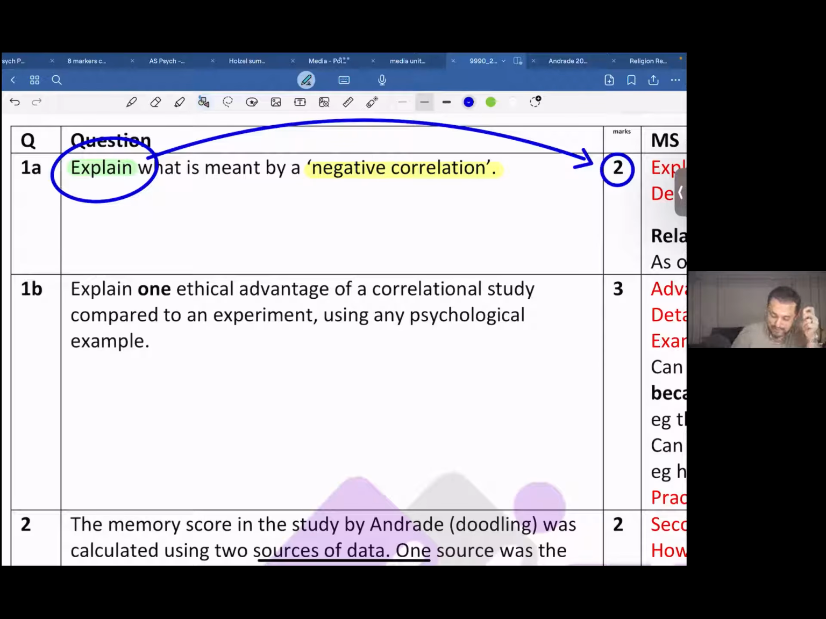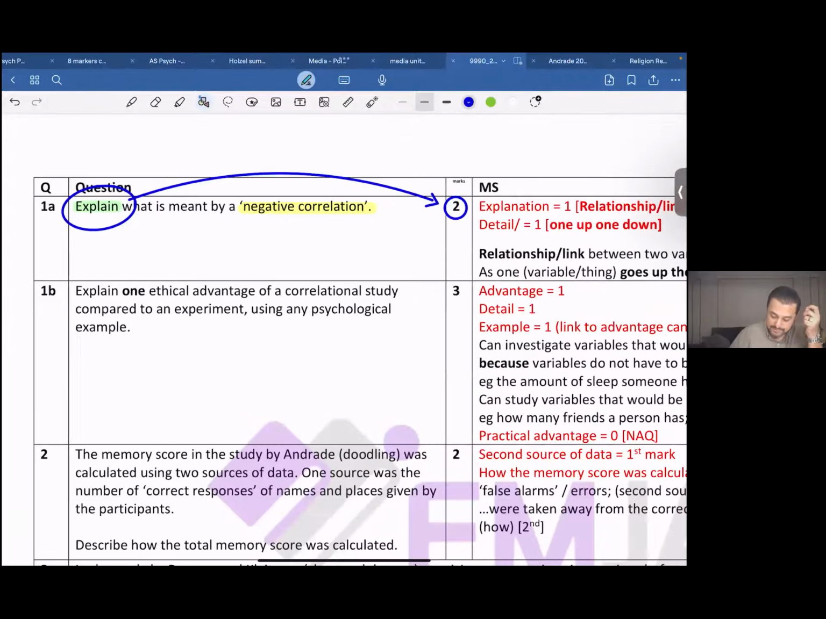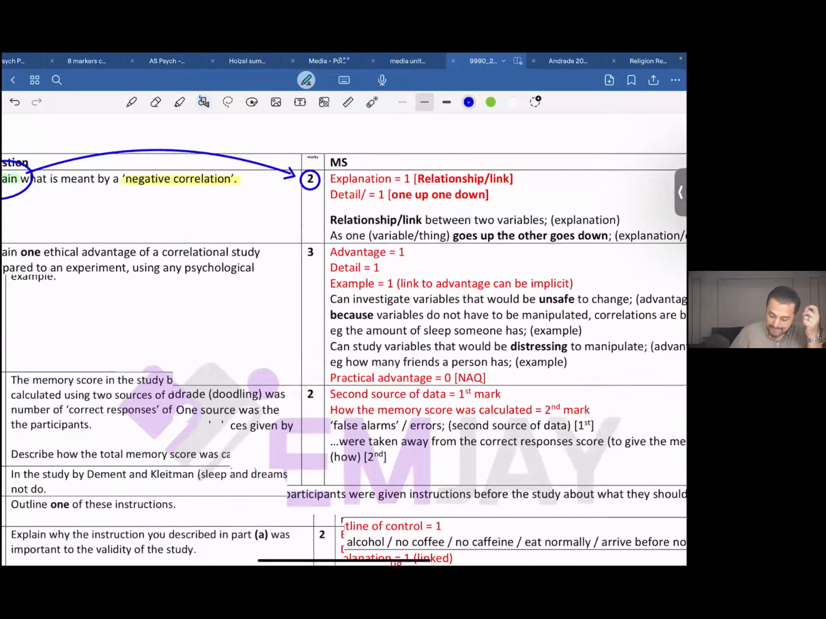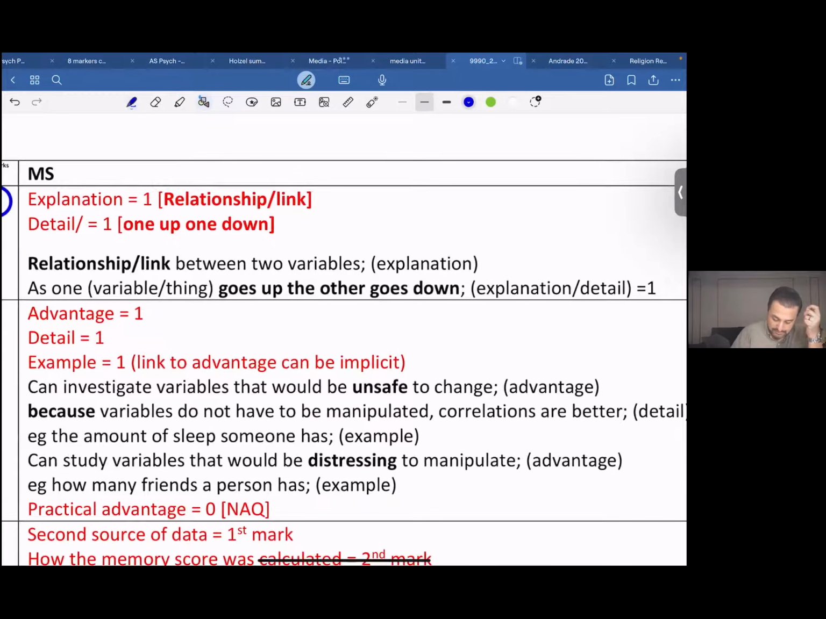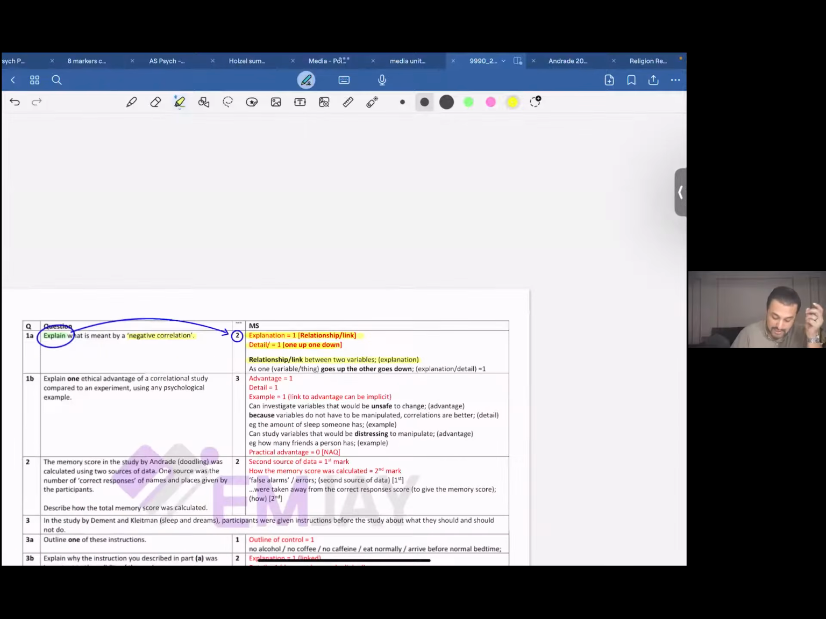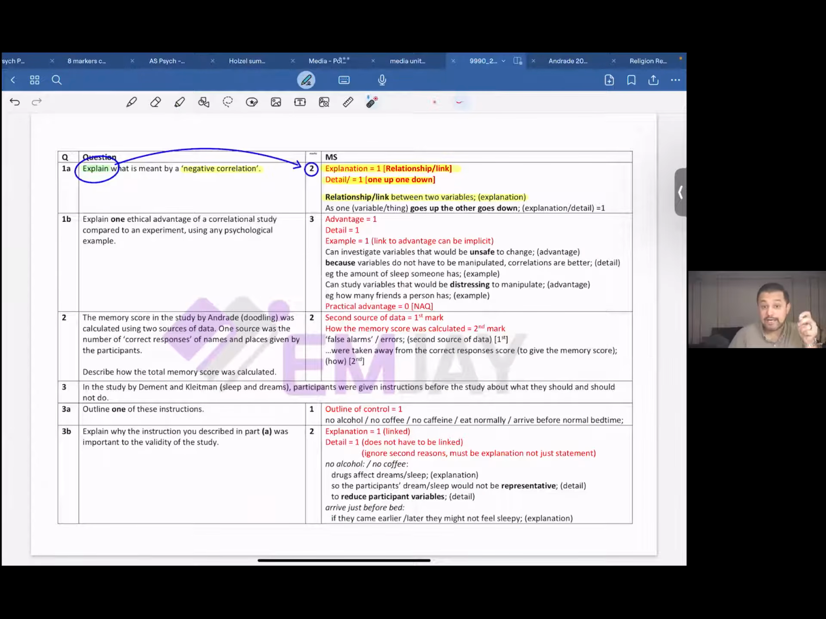Now, in a question like this, because it's a 2 mark question, what the examiner expects from us is to, number one, explain. I mean, you get the first mark for explanation here. And you get the second mark for providing detail. Now, what sort of detail are we talking about over here? For instance, if you just write relationship or a link between two variables, right? This would be explanation.